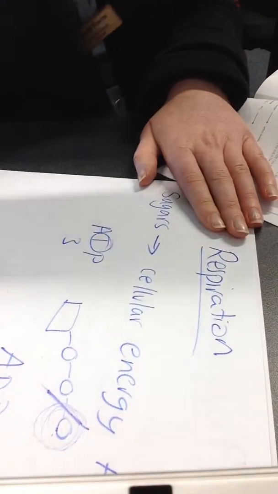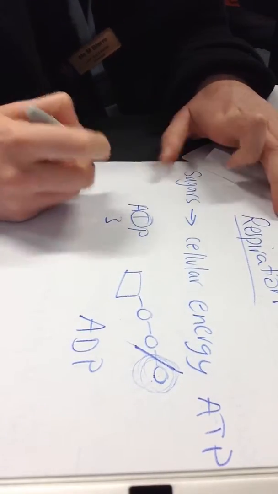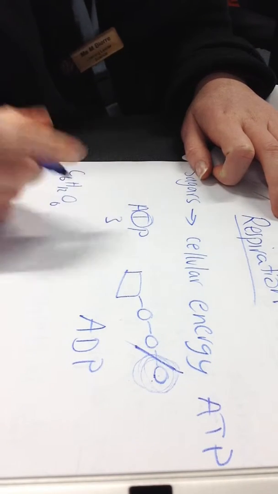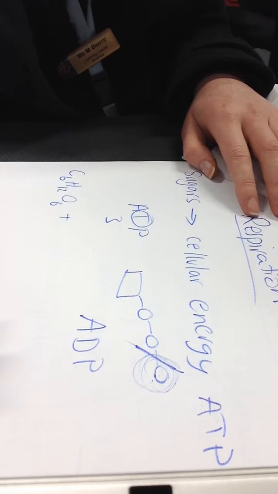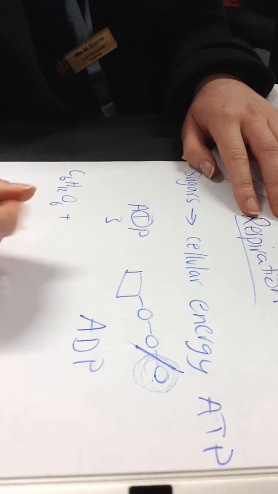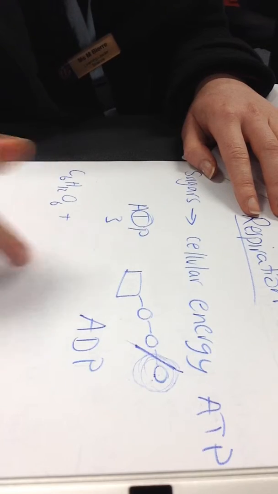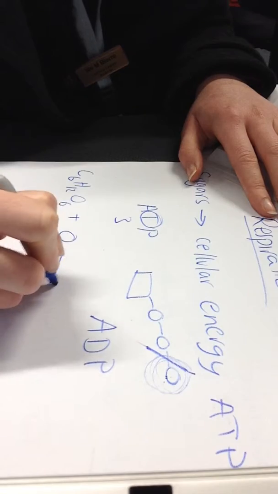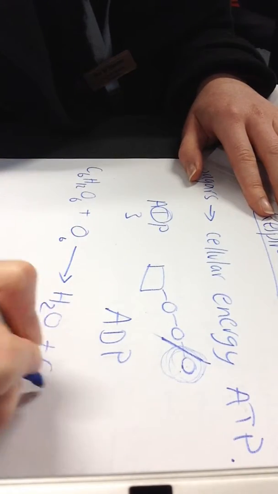Okay, so for the exam you're going to have to know the equation for respiration. We're going to take sugars, in this case I'm going to say glucose. So that's a glucose molecule there. There are 2 types of respiration, anaerobic and aerobic respiration. I'm going to start with aerobic respiration, so we're going to add oxygen, and then we're going to end up with water and carbon dioxide.